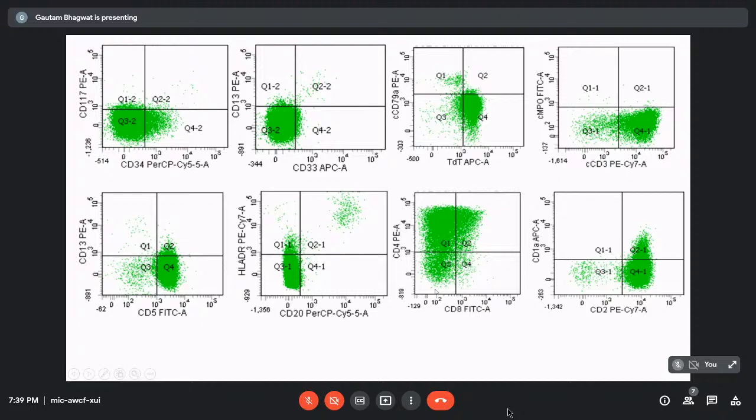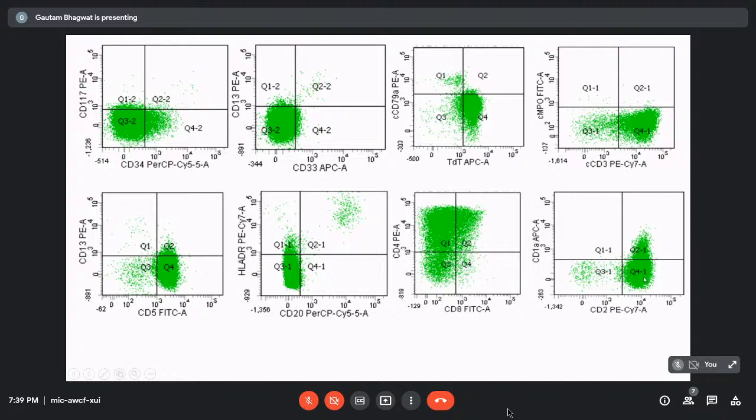CD4 to CD8, if you see, normally we get a 2:1 ratio. Here the ratio is altered. There are hardly any cells which are CD8 positive. The entire blast population is CD4 positive. So the CD4-CD8 ratio is altered, and you have CD2 positive.